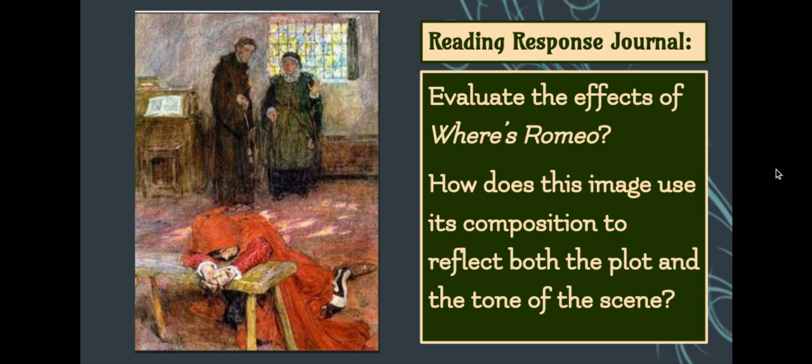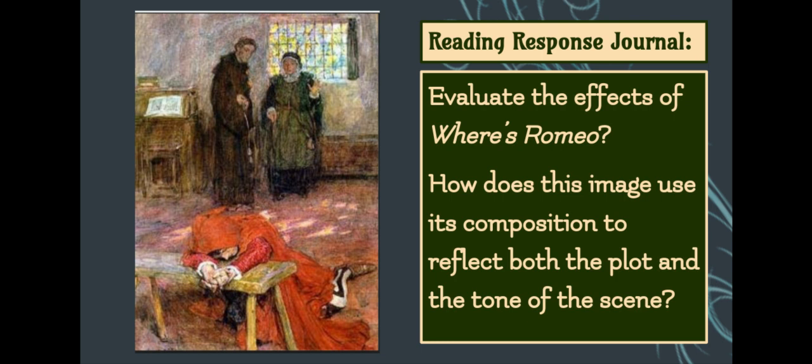Now you're going to write your response to the question to evaluate the effects of Where's Romeo. You will write your response in your reading response journal. You will support your response with evidence from the text. The question that you will be answering is: how does this image use its composition to reflect both the plot and the tone of the scene?